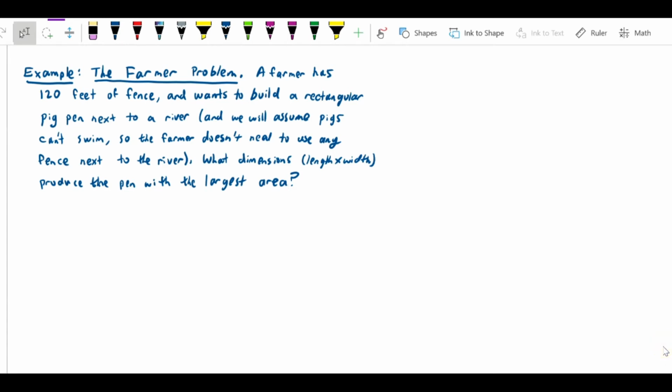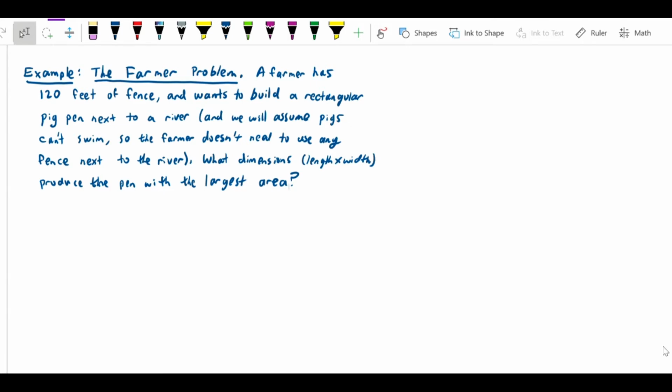So for our first optimization problem, we're going to do the one that's usually the first optimization problem, which is the farmer problem. Many of you have seen a version of this in pre-calc class. So the idea is that we're going to solve it in a calculus sort of way instead of the pre-calc way. I'll explain in a minute what that means.